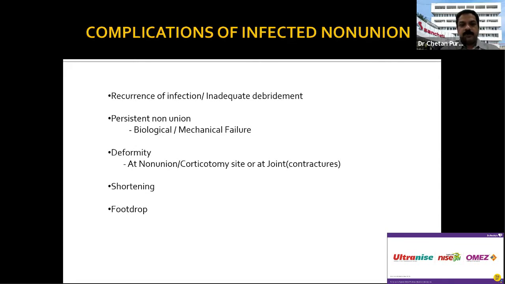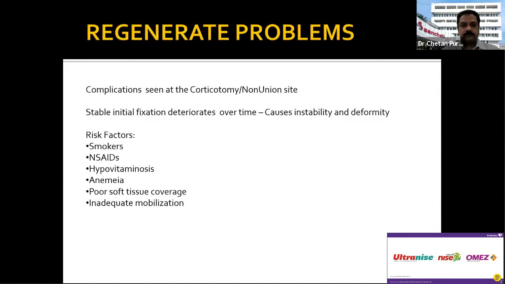There may be a deformity in case you're doing lengthening at the corticotomy or the regenerate site or at the non-union site as well. Limb length discrepancy, neurovascular deficit, stiffness of knee, stiffness of ankle, foot drop. These are all the common complications associated with infected non-unions.